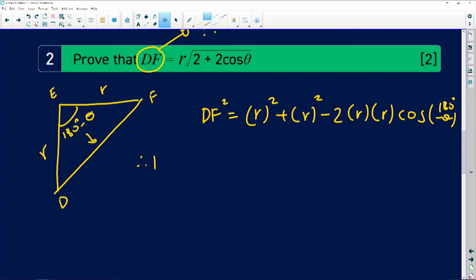So 180 degrees minus theta, right? And then if I simplify here, you will see that DF squared is going to be R squared plus R squared, which is 2R squared, minus the product of 2R and R, which is 2R squared, multiplied by the cosine of 180 degrees minus theta. Very important for you to keep that in mind.